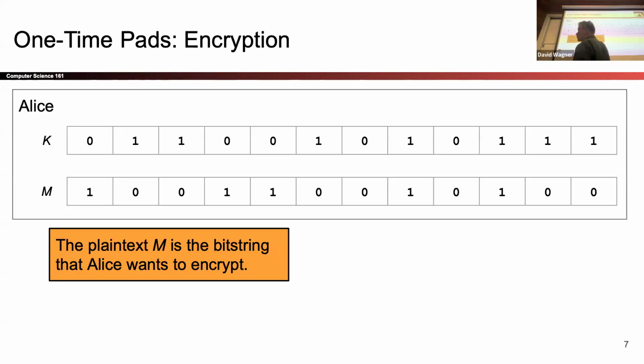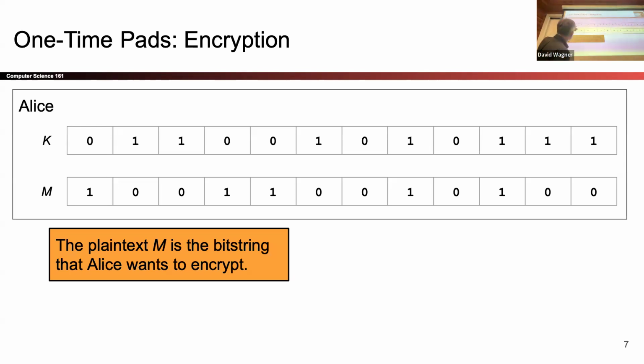And then at each position, we're going to do this XOR operation. It's the simplest possible operation you could imagine for how to encrypt. For instance, at the first position, my key is 0 and the message is 1. So what should the first bit of the ciphertext be if I'm going to obtain it by XORing 0 and 1? 1.